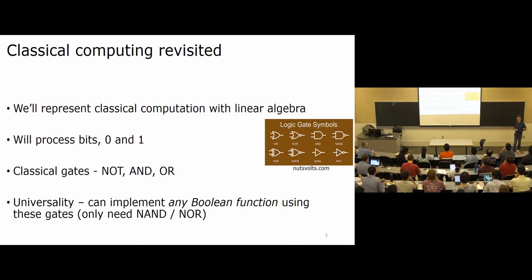Classical computers process bits, zeros and ones, and they use classical gates, NOTs, ANDs, and ORs. And using the bits and the classical gates, we will show how classical computation can be mimicked using linear algebra. And the linear algebra can even do more than that. And there's this cool result of universality that using a small number of prototype classical gates, we can implement any Boolean function that you want. In fact, we only need NAND gates. And with NAND gates, you can implement anything you want. So if you know how to generate a NAND gate and you know how to generate a billion of them, you're in business.